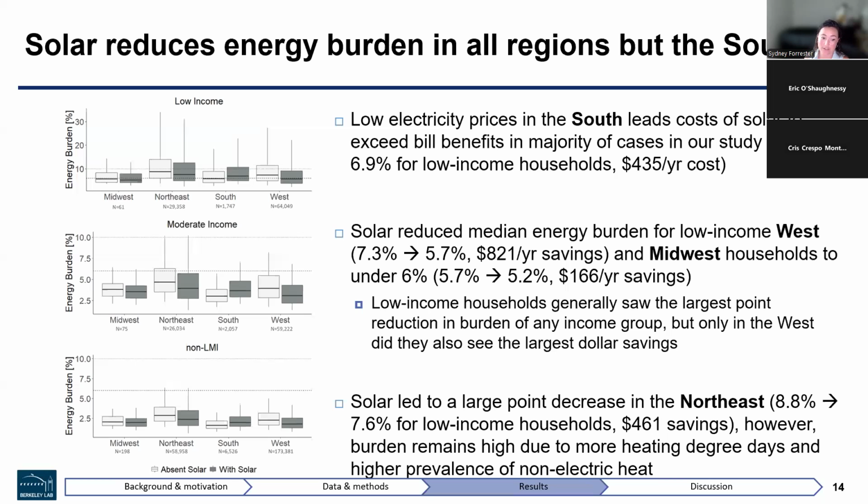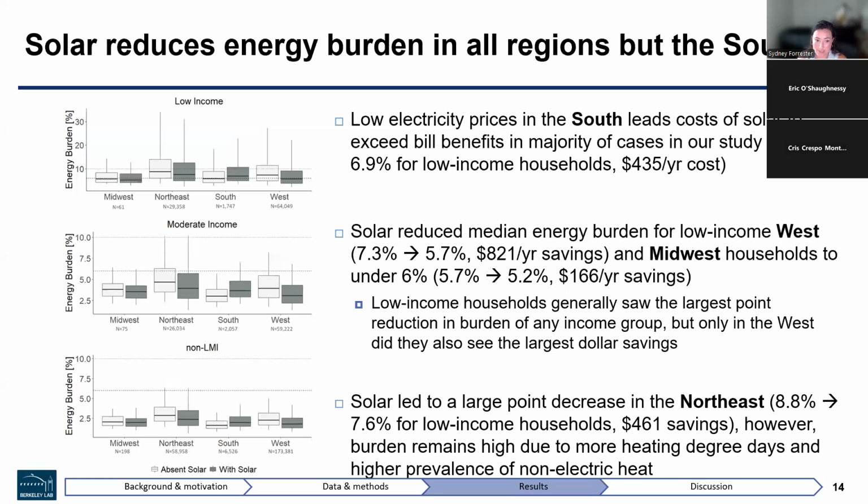The Midwest, again, it starts from a low point. So energy burden is fairly low in the Midwest due to, again, just low prices. And you see that the energy burden went down, but again, not as much as in other areas. So 5.7 to 5.2 or $166 annually. But when you compare that to the low income group writ large, it is far lower, like in terms of savings, as some of the other low income households.